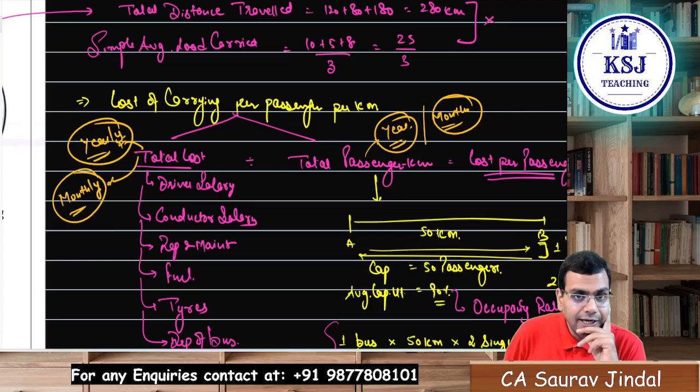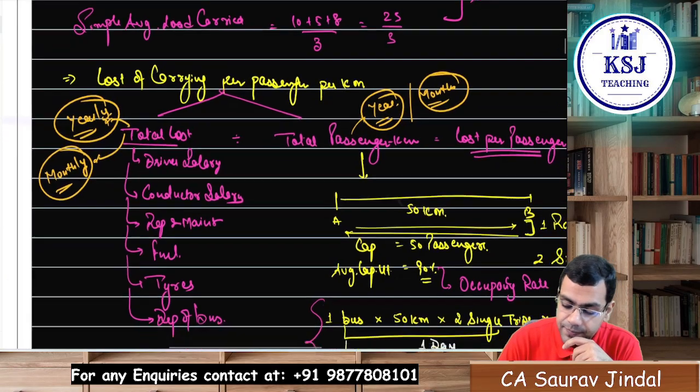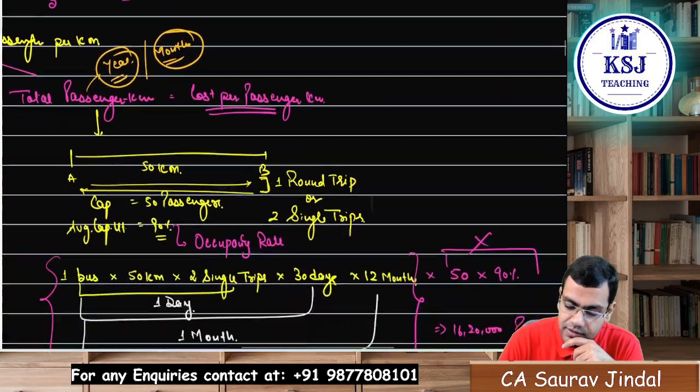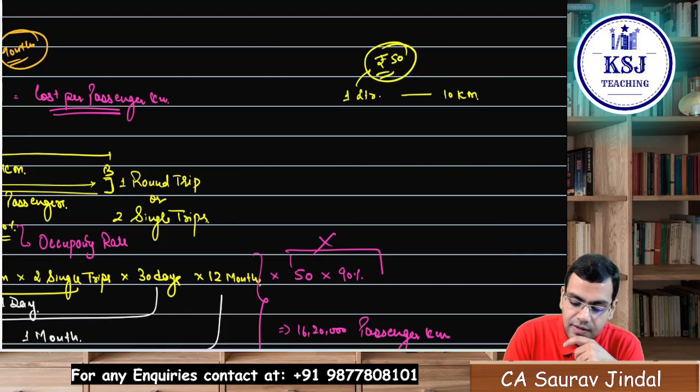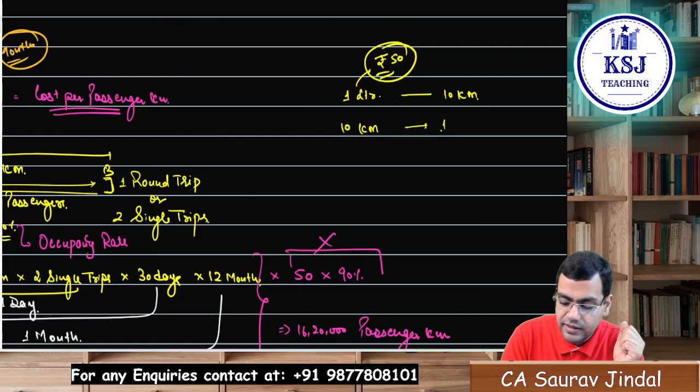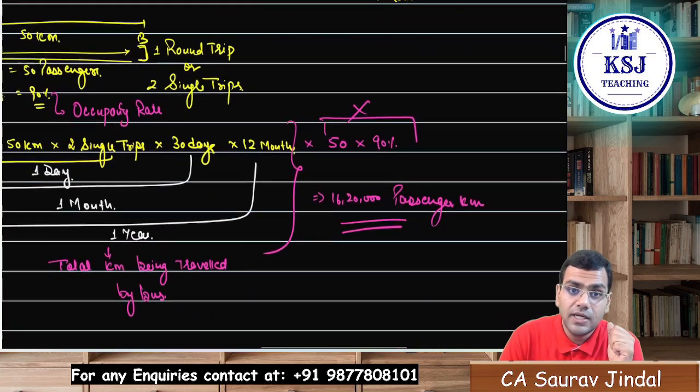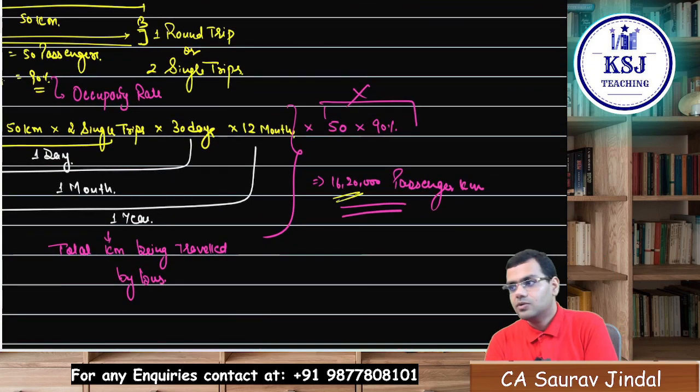Clear? Second thing, in the questions you will get the diesel cost or the fuel cost dependent upon the kilometers that the bus is going to travel, right? Now this question says that 1 liter of fuel is consumed for 10 kilometers and the cost of 1 liter of fuel is rupees 50, right? Now we need to find out how many liters will be consumed overall. 10 kilometers, 1 liter. Now which kilometers are you going to take? Whether you are going to take 16,20,000 kilometers?